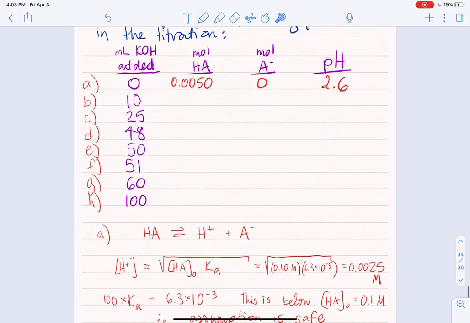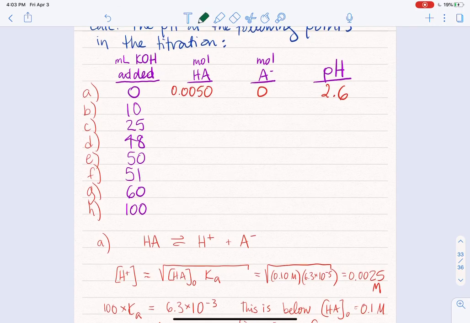So we can put that into our chart. Okay, so we have a pH of 3.6. Now I have 0.004 moles of benzoic acid, and I have created 0.001 moles of benzoate. Let's look now at what happens when I've added 25 milliliters of KOH. But I will save that for the next video.